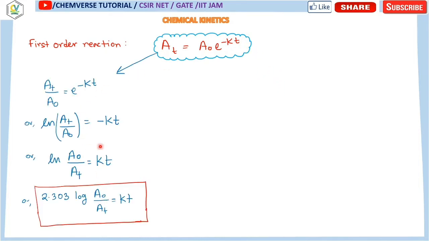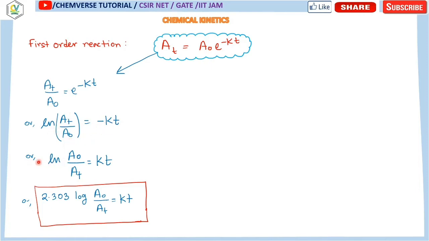So from here we will reduce to form this one, that is AT by A0. Now taking ln on both sides. ln has log base e, so ln e is nothing but, you can cancel out that, so it will be ln e to the power minus Kt is equal to minus Kt. Now from this expression you can say that ln AT by A0 is equal to minus Kt.